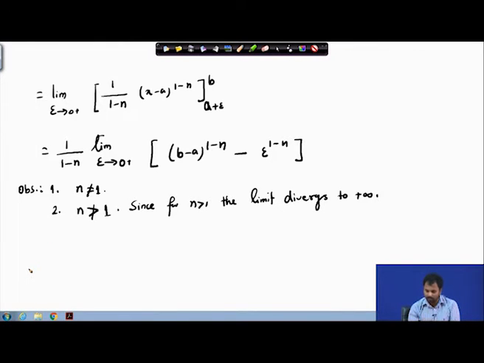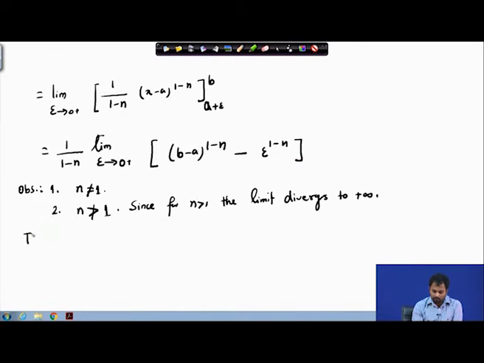If n is less than 1, then of course this is a positive quantity, and this one will also be defined. If n is less than 1, then this will be epsilon to the power some positive real number, and when epsilon goes to 0, epsilon to the power that positive real number will go to 0. So, in that case this limit will be defined.